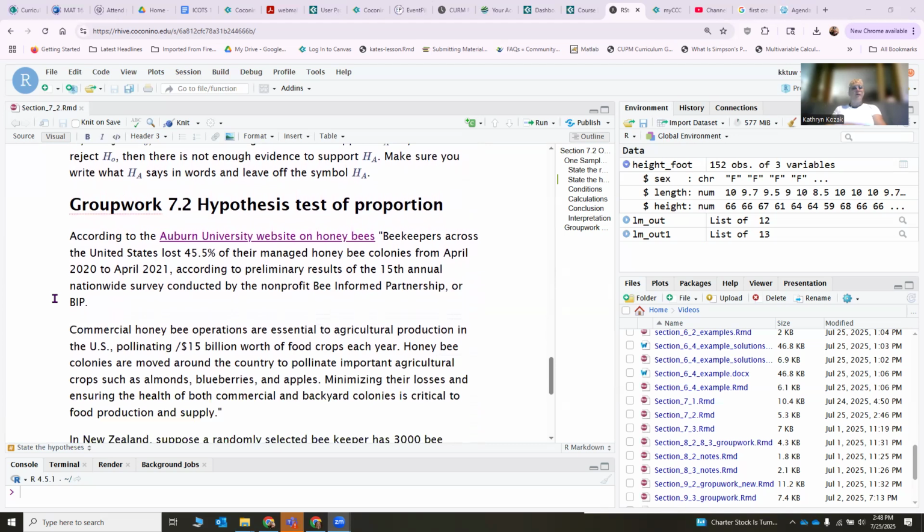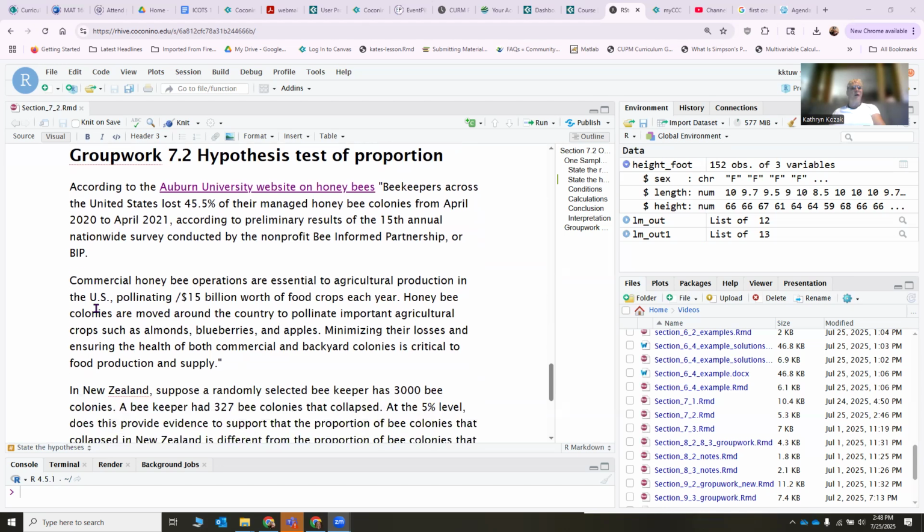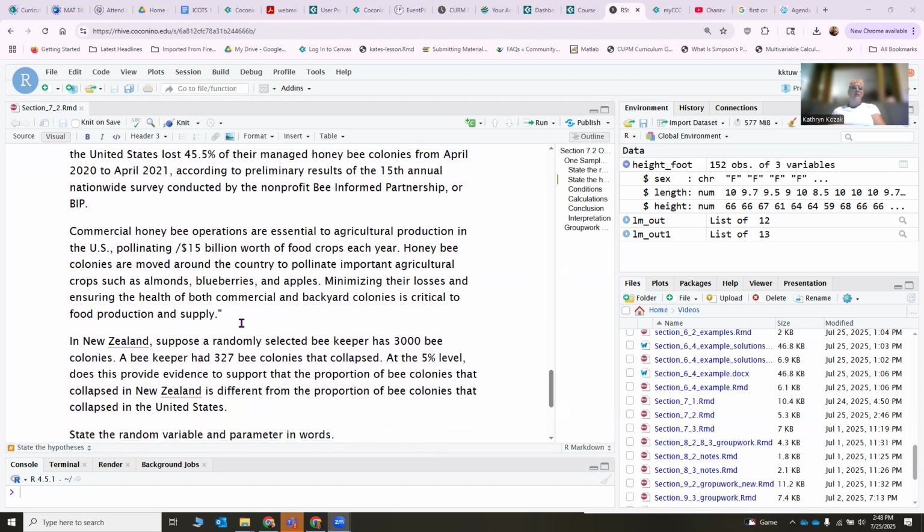So according to the Auburn University website on honeybees, beekeepers across the United States lost 45.5% of their managed honeybee colonies from April 2020 to April 2021, according to the preliminary results of the 15th annual national survey conducted by the nonprofit Bee Informed Partnership, or BIP. Commercial honeybee operations are essential to agricultural production in the U.S., pollinating about $15 billion worth of food crops each year. Honeybee colonies are moved around the country to pollinate important agricultural crops such as almonds, blueberries, and apples. Minimizing their loss and ensuring the health of both commercial and backyard colonies is critical to food production and supply.